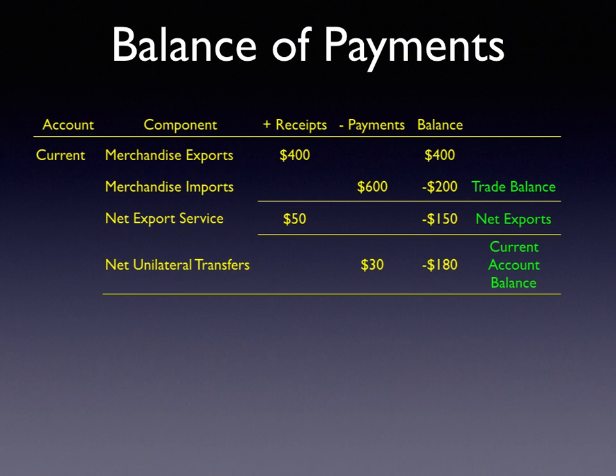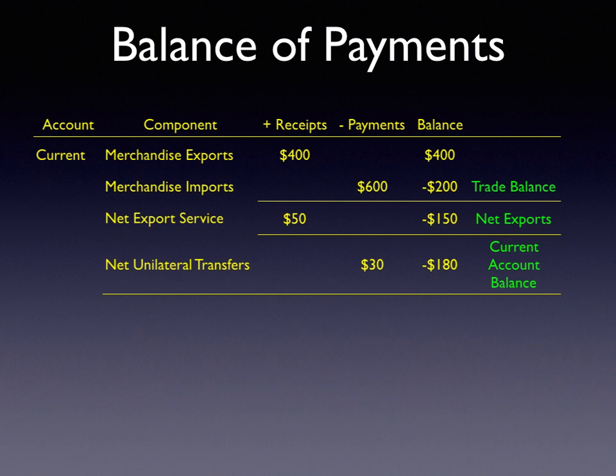All right. And then the last category are these net unilateral transfers, where we look at transfers between countries. It could be transfers that have to do with foreign aid or remittances. And let's say that there was a value of $30 there that was remitted to another country. So your current account balance is 180. So that is the status of the current account balance.